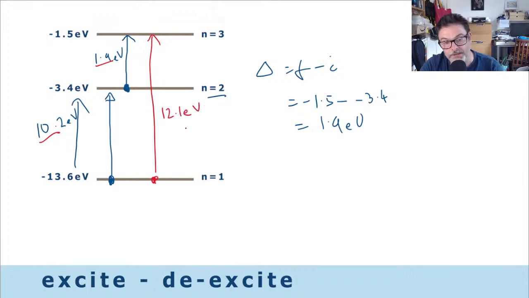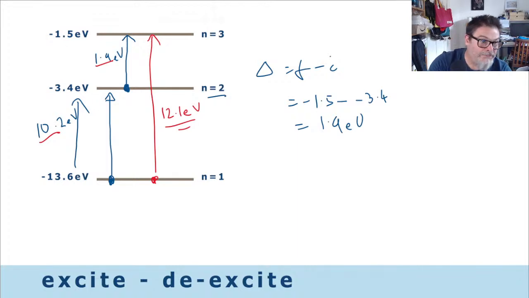Now, the thing is, you have achieved the same thing. You've lifted the blue electron from 1 up to 3, and you've lifted a red one from 1 to 3. But they've taken two different routes to get there, so that means we're getting different bits of energy. In both cases it's 12.1, but in one case it's made up of two little packets of energy, 10.2 and 1.9.